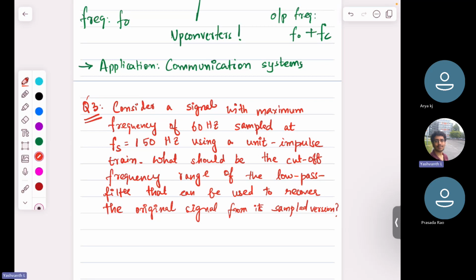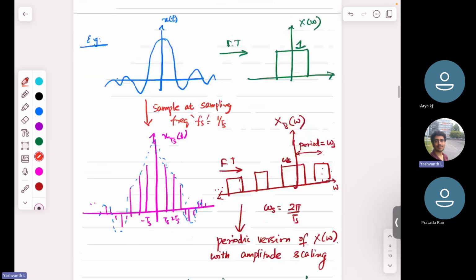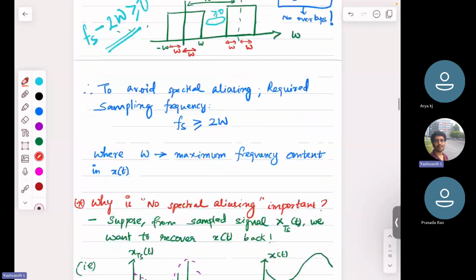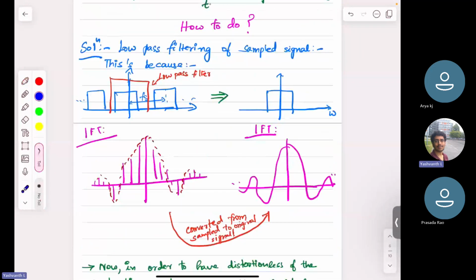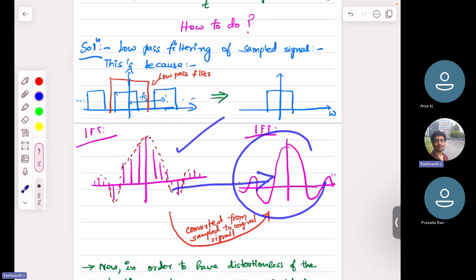Essentially, if you go back to this diagram, what did we say here? If I want to recover my actual continuous time signal from the sampled version, I need to pass it through a low pass filter. Now this red line, wherever it ends, is called a cutoff frequency. I'm asking what is the range of cutoff frequency? How much can the cutoff frequency change so that I can still recover my continuous time signal successfully from its sampled version?